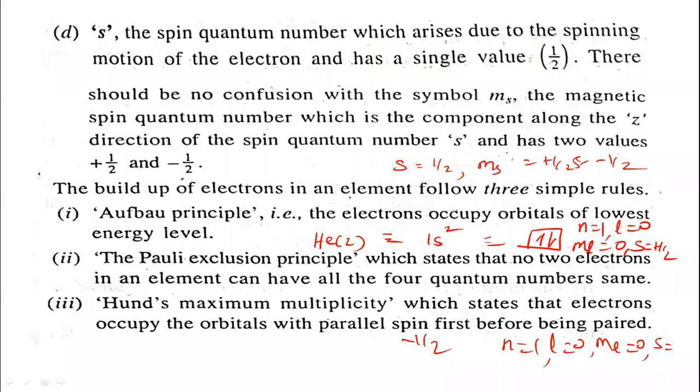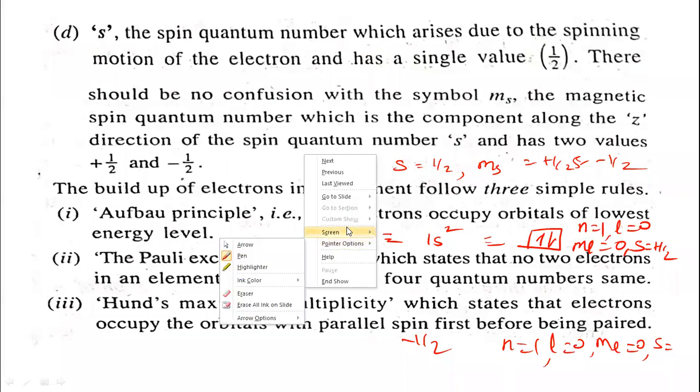Parallel spin first before the pairing takes place. For example, Hund's rule of maximum multiplicity. Let us write here the electronic configuration of oxygen, atomic number 8.